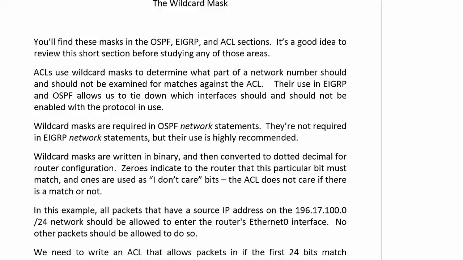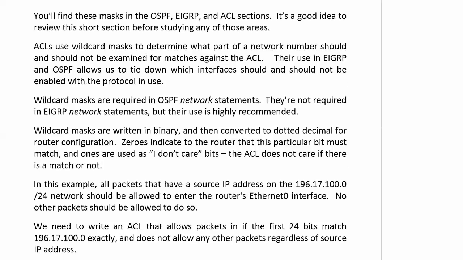Now, in this example, we're not going to deal with the actual application of an ACL, but let's say that we need to write an ACL line that matches the subnet 196.17.100/24, because we want packets from that network to be able to come into an interface, and we want to block everybody else. Well, we need to know how to write an ACL that allows packets in if the first 24 bits match 196.17.100 exactly, and does not allow any other packets regardless of source IP address.